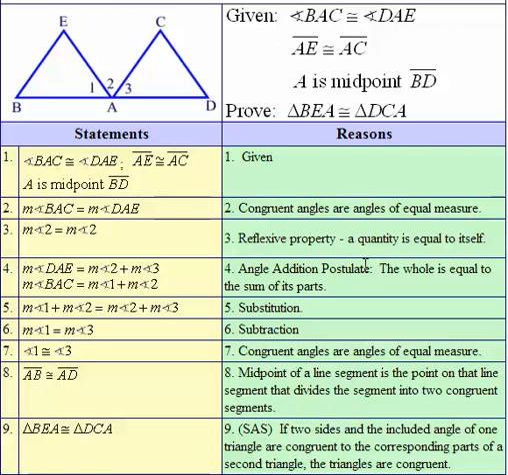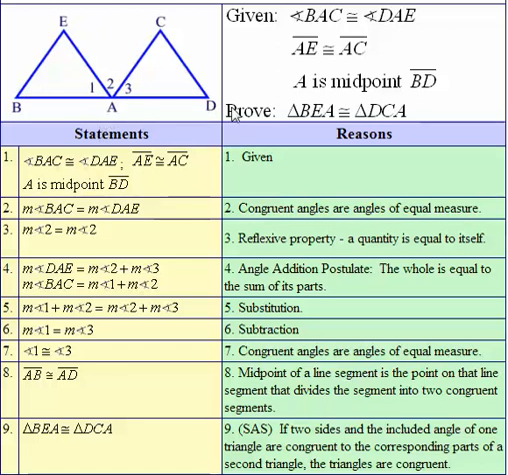We are given angle BAC is congruent to angle DAE. So that is BAC is congruent to DAE. Also, side AE is congruent to side AC, and A is the midpoint of BD. We want to prove that triangle BEA is congruent to triangle BCA.